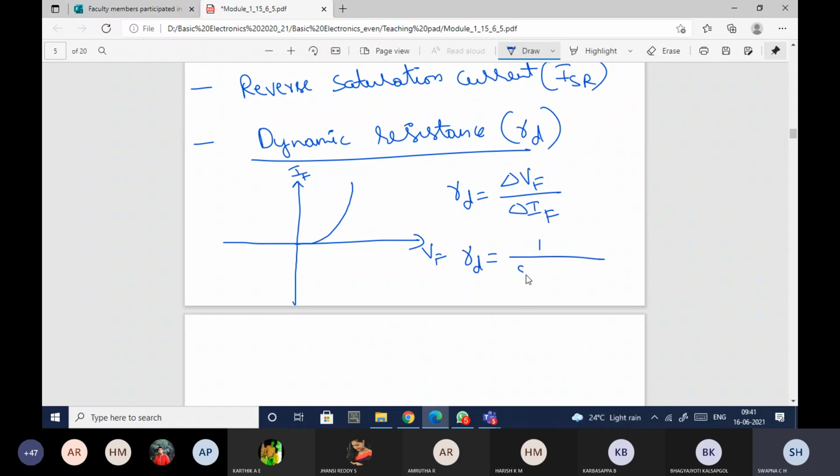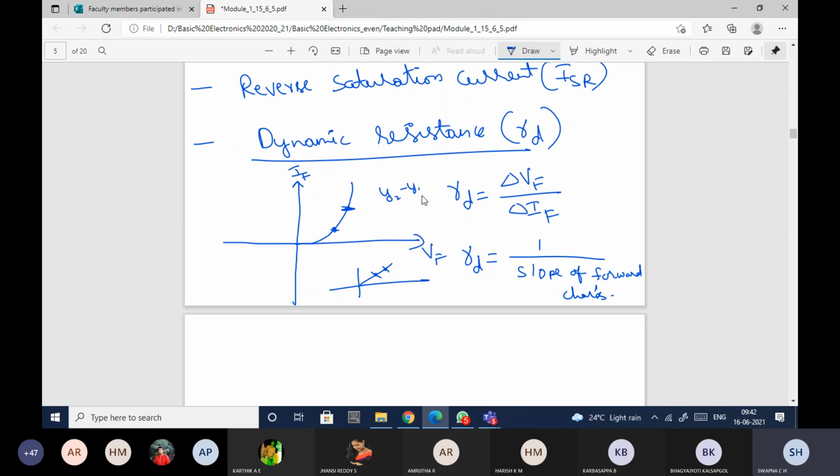equal to 1 by slope of forward characteristics. So how will you find the slope? If I have a line like this, how will you find the slope? You'll take any 2 points, right? And you will take y2 minus y1 divided by x2 minus x1, which is your slope. In the same way, for this also, I need to know what is the point here and what is the point here. I need to find y2 minus y1 divided by x2 minus x1.